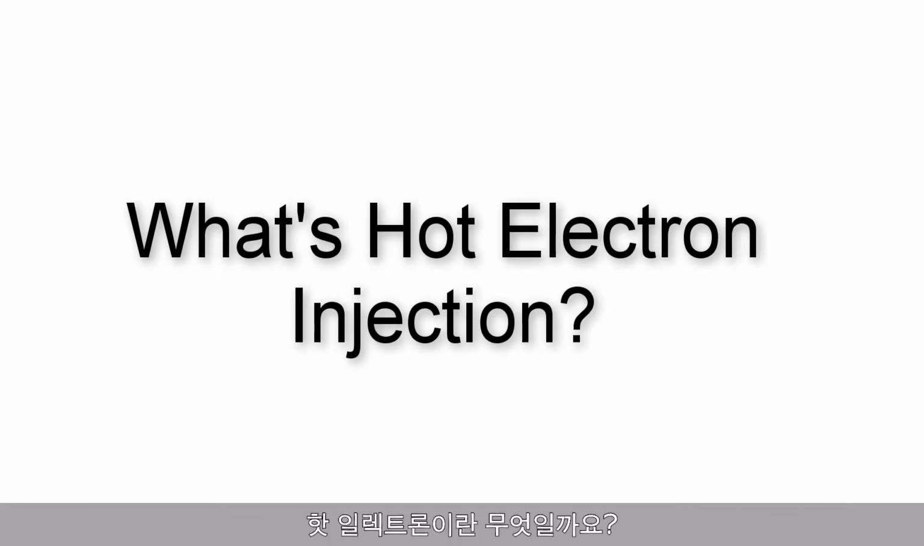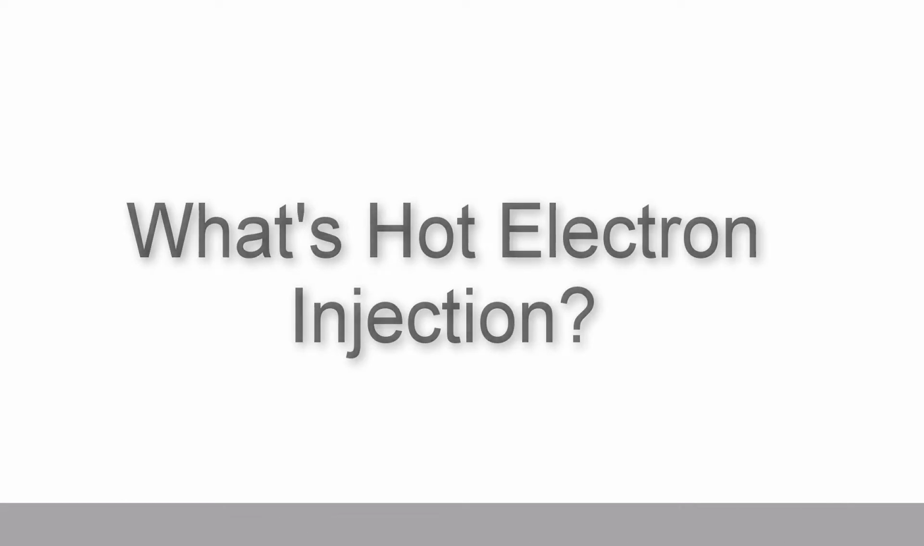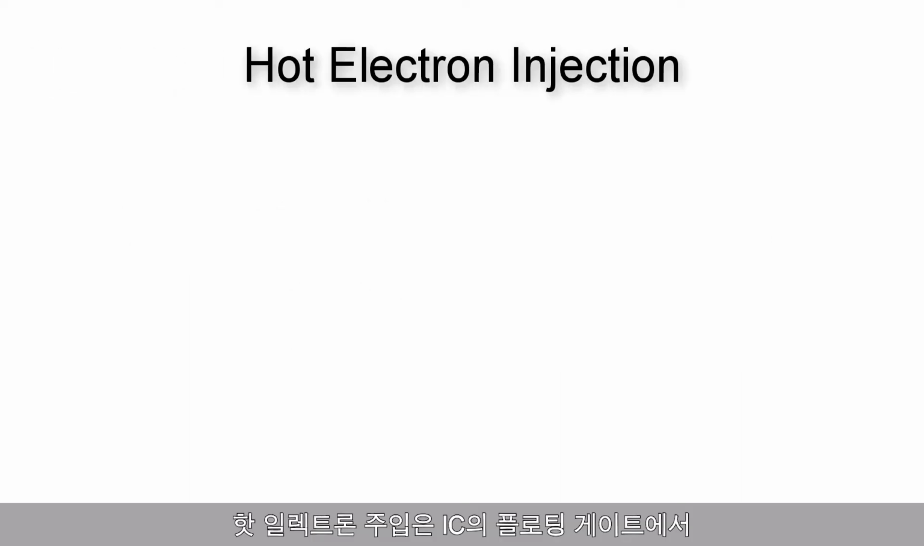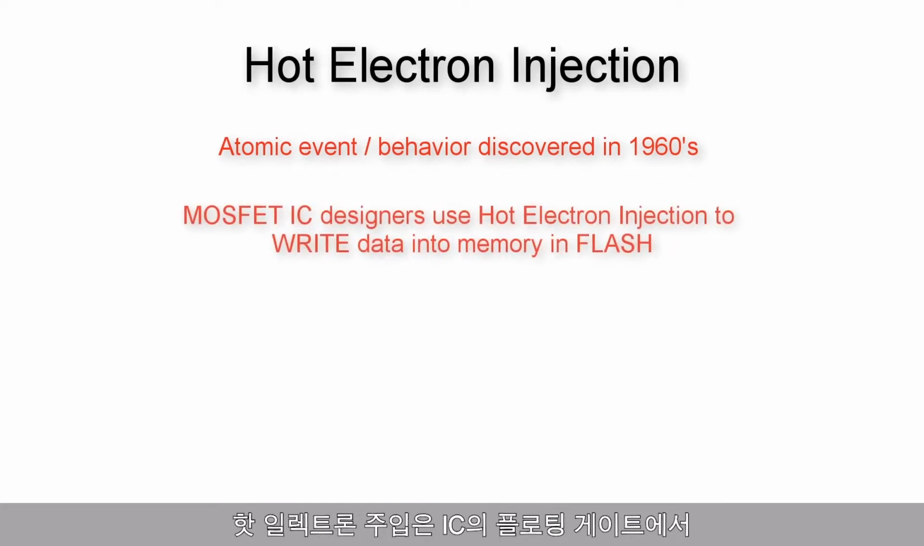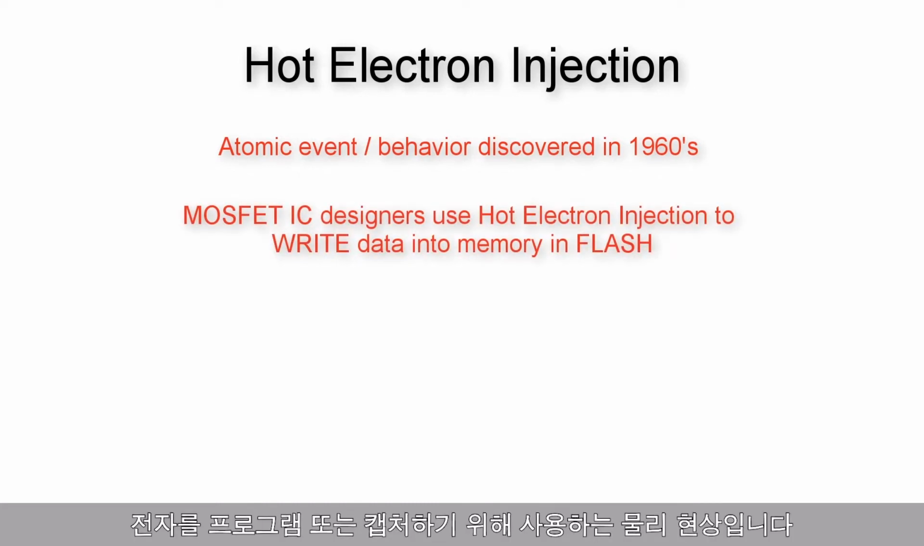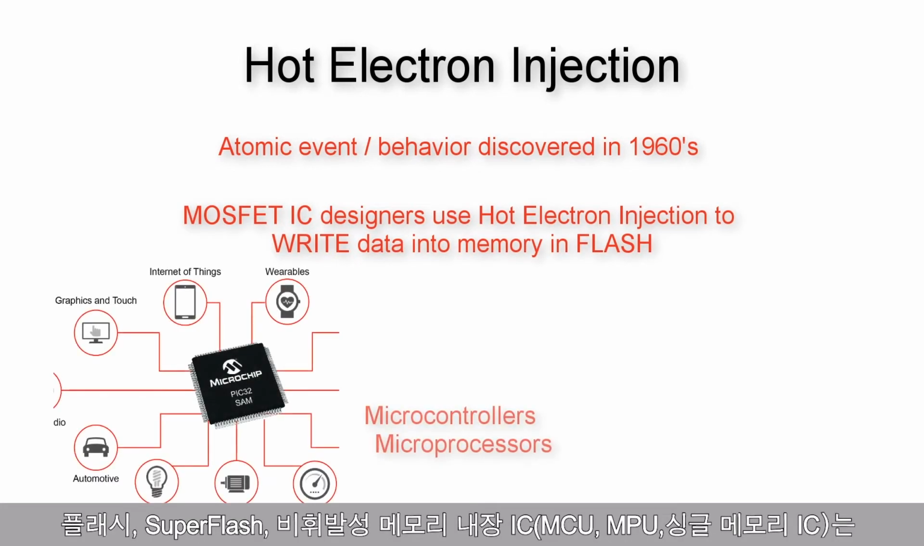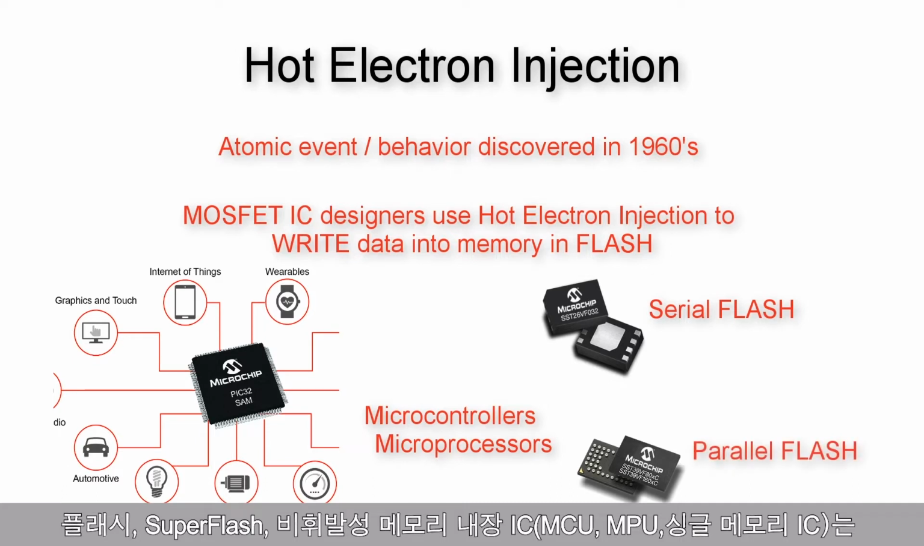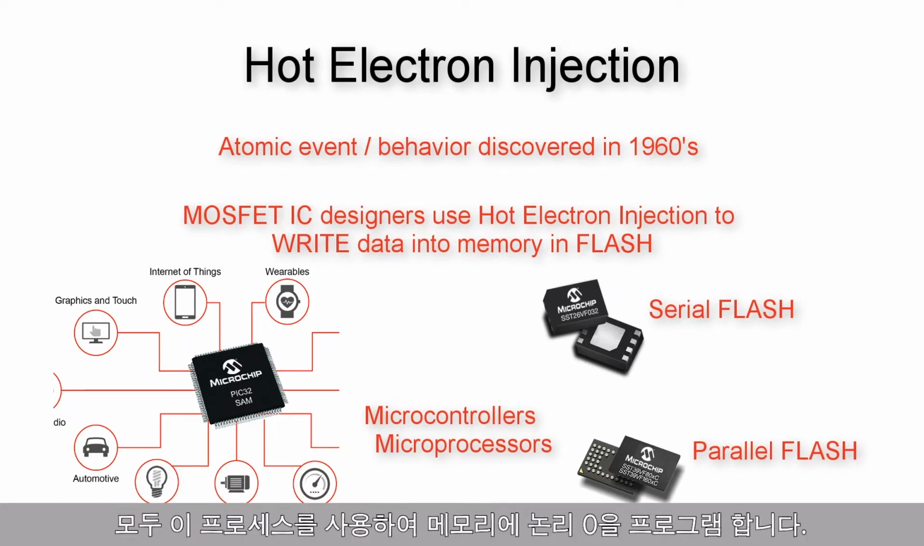So what is hot electron injection? Hot electron injection is a physical event that we take advantage of to program or capture electrons on a floating gate in integrated circuits. Any IC that has a flash or superflash non-volatile memory inside, that's microcontrollers, microprocessors, or standalone memory integrated circuits, take advantage of this hot electron injection process to program logic zeros into your memory.